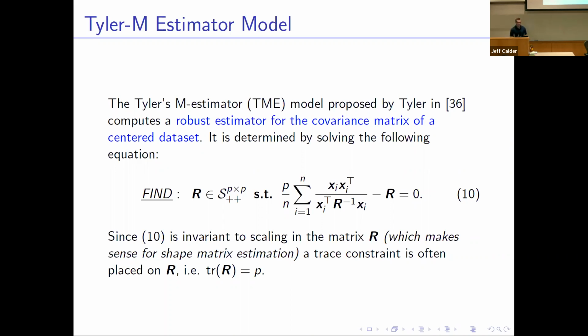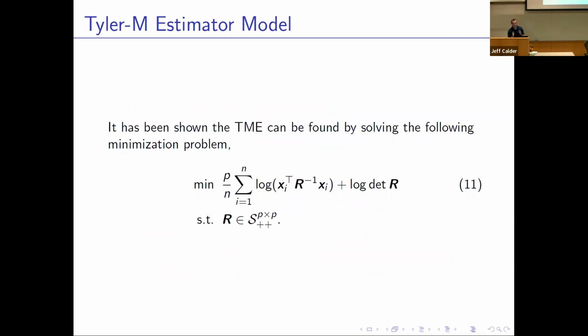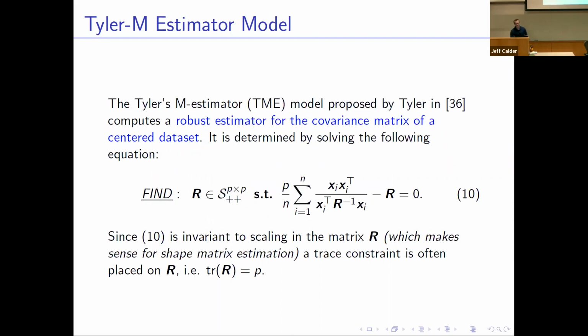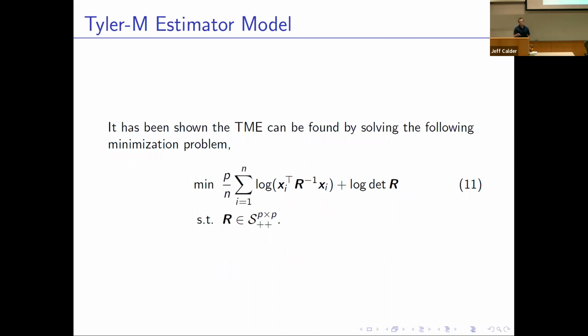A common assumption people might make on 10 is that because I can scale my matrix R by any positive value without changing the equation, often people will add a trace constraint. And you can show that solving equation 10 is very much the same as solving optimization problem 11. You can see the relationship between these two by computing the derivative of 11 with respect to R and seeing that the first order optimality conditions of 11 basically give you 10. So this is the model that we'd like to solve, and we'd like to apply higher order methods to it.